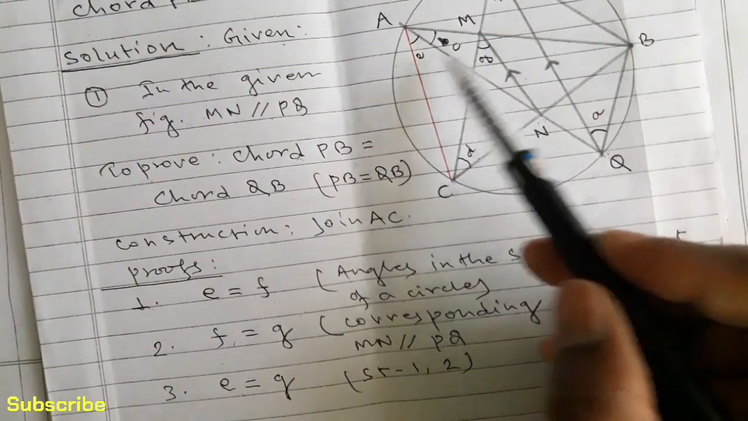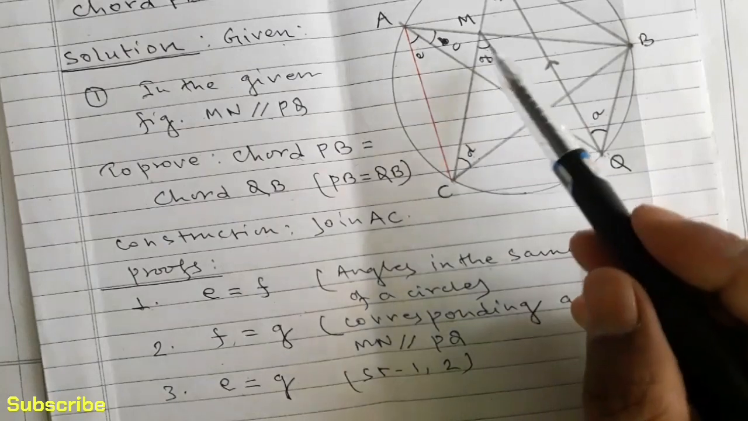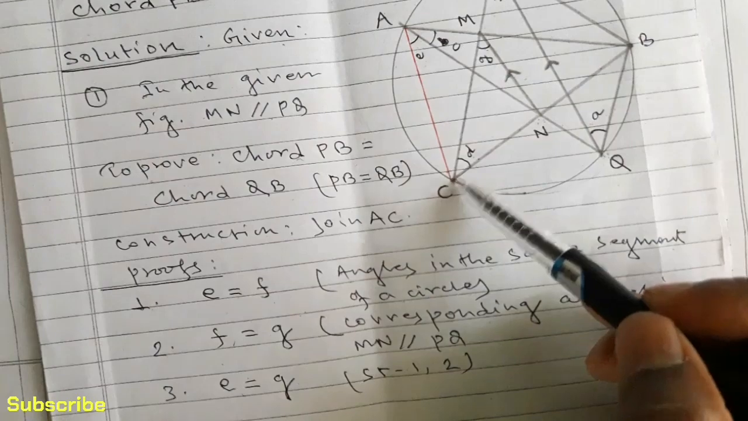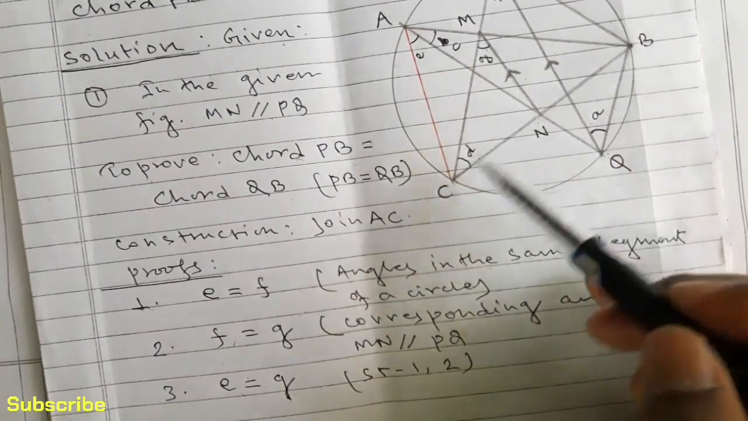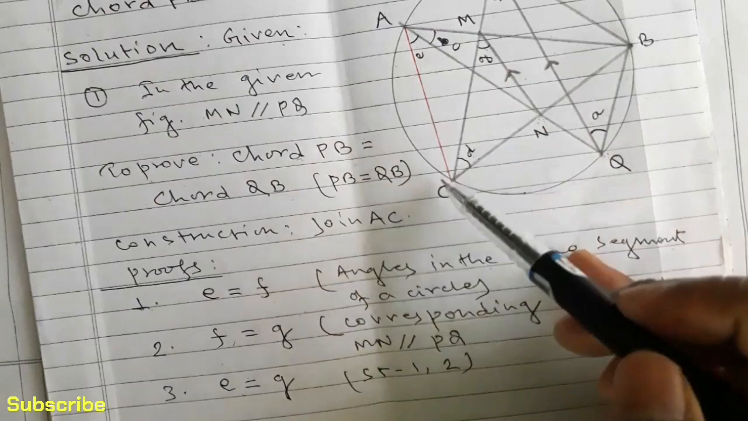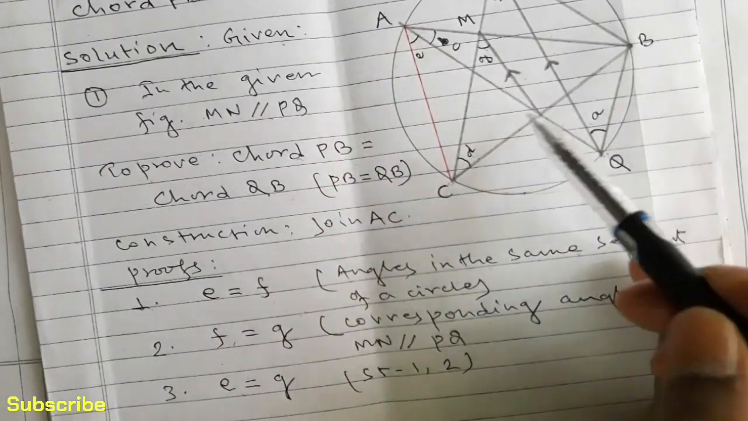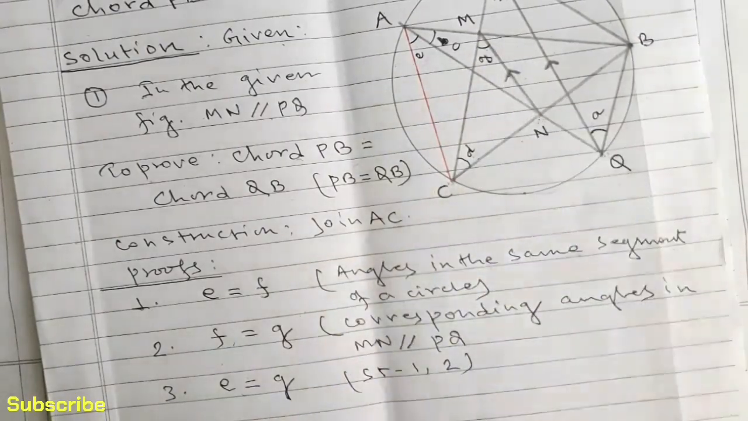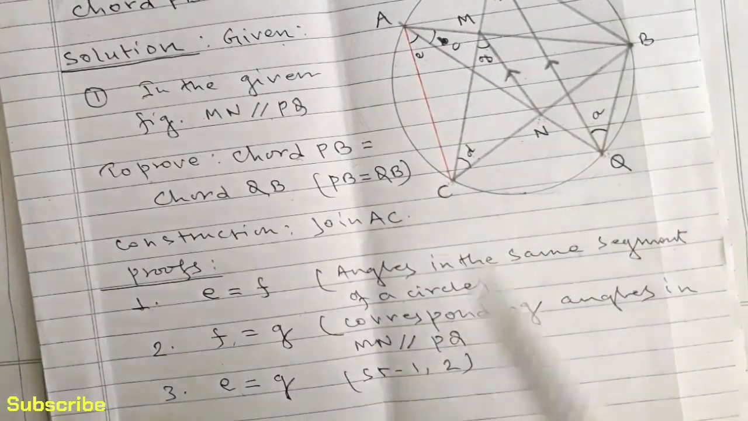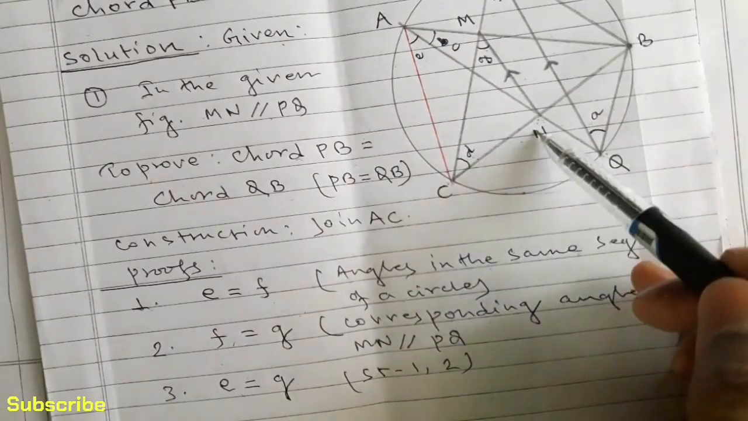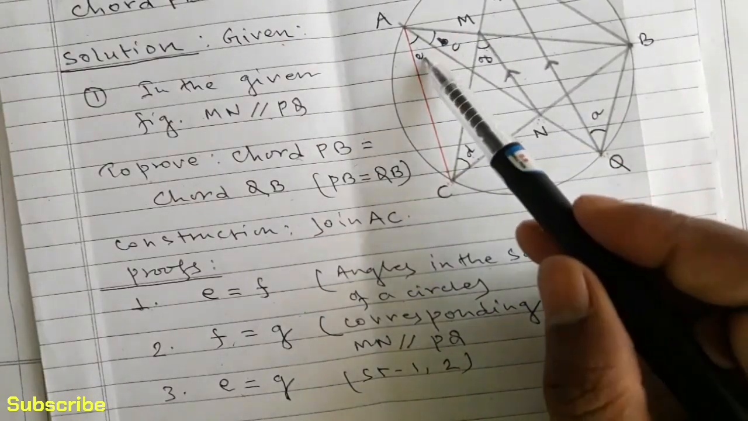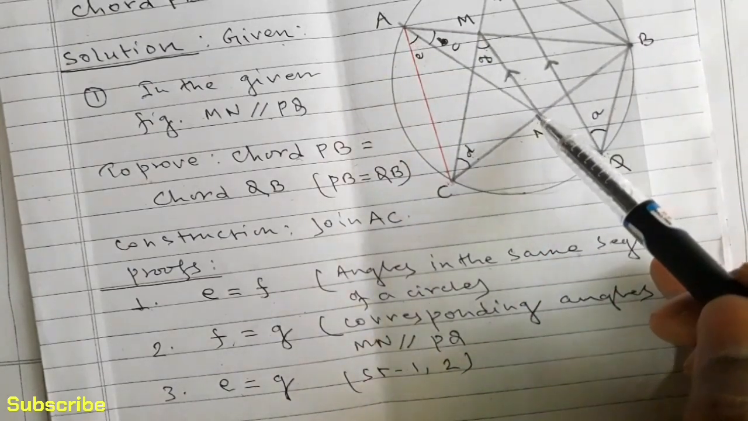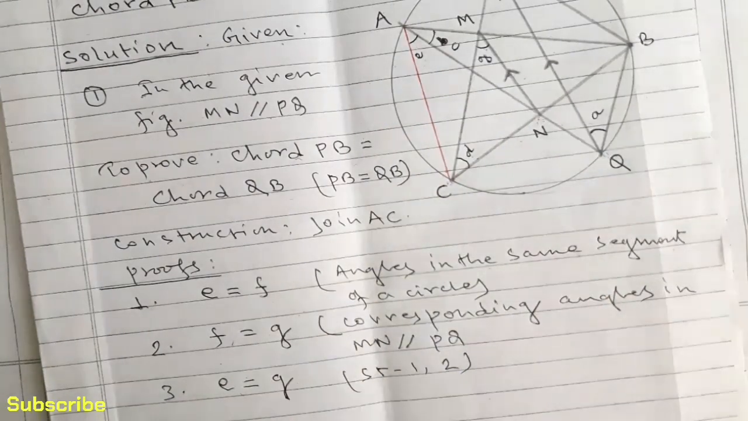Dear students, angle E and angle G, we have now got equal, which are on the same segment CN. Angle G means angle CMN and angle E means angle CAN. These angles CAN and CMN, that means E and G, we have got equal in statement number 3, which are on the same segment CN. Now we can say if the angles in the same segment are equal, then the points are concyclic points.